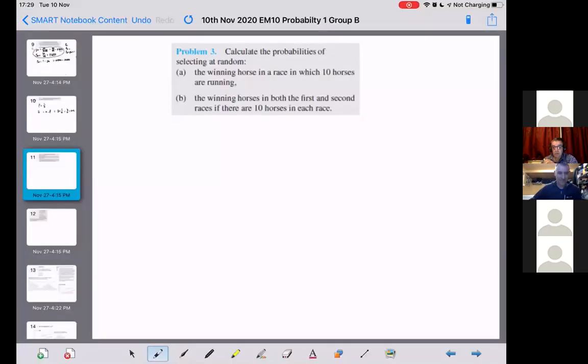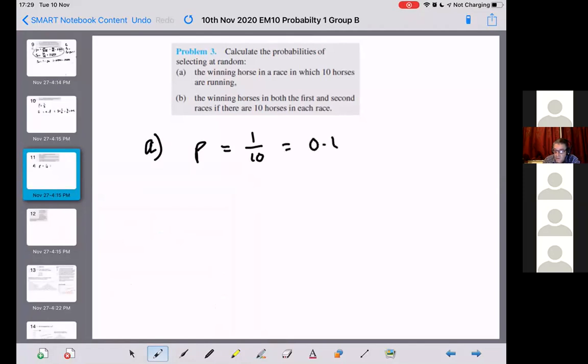Not quite. I've got 0.01 for B. Yeah, I've got that as well. Okay, A. What you got for A? Got 0.1. Yeah, it's 1 over 10. One horse, one chance in 10 equals 0.1.